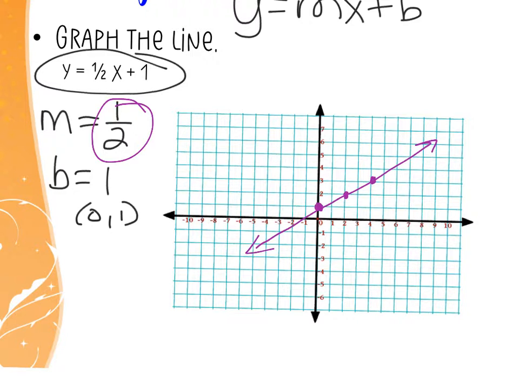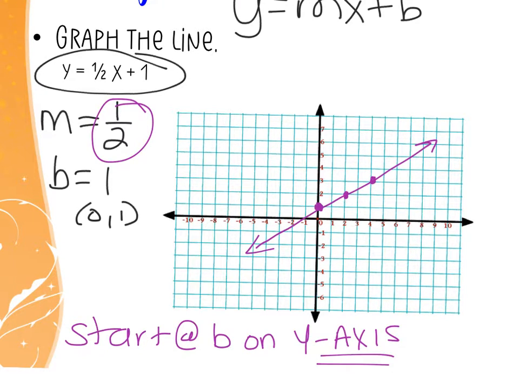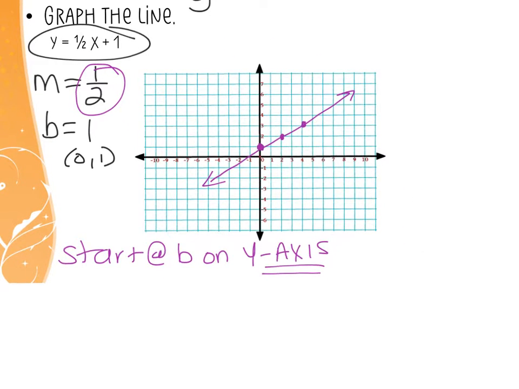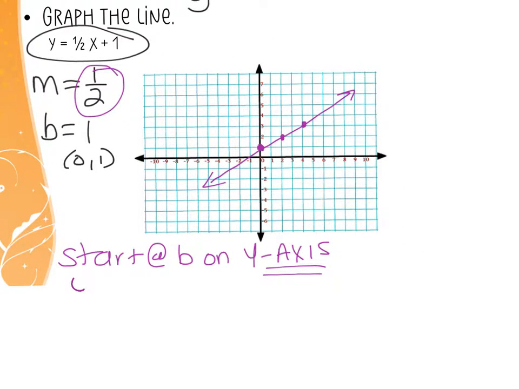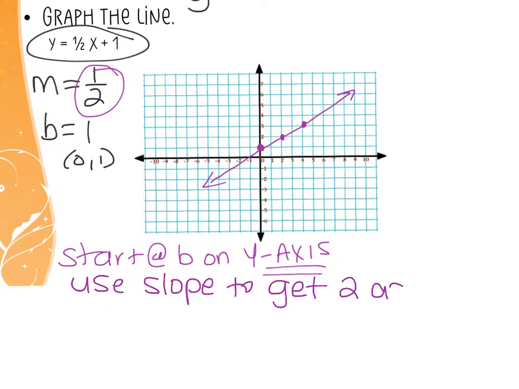So we start at the b on the y-axis, and that's the most common mistake people make. It is not an x-intercept, it's a y-intercept. And then use your slope to get 2 additional points. And then just connect them to get your line.